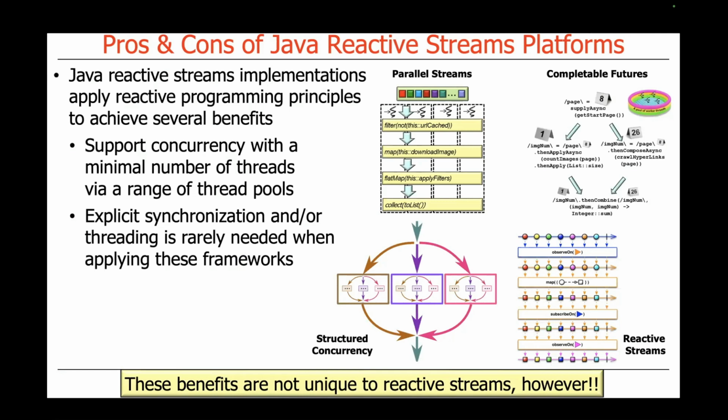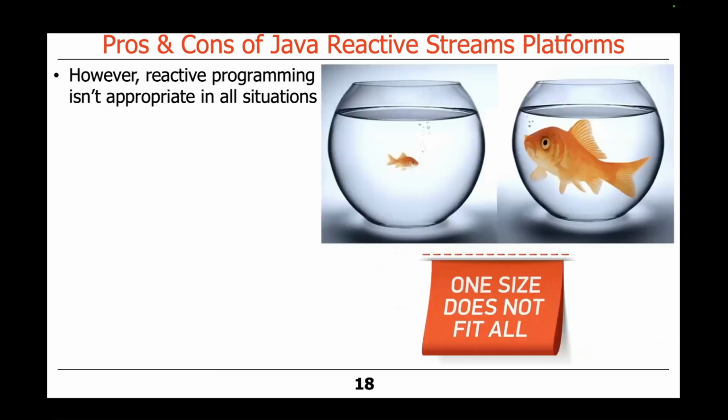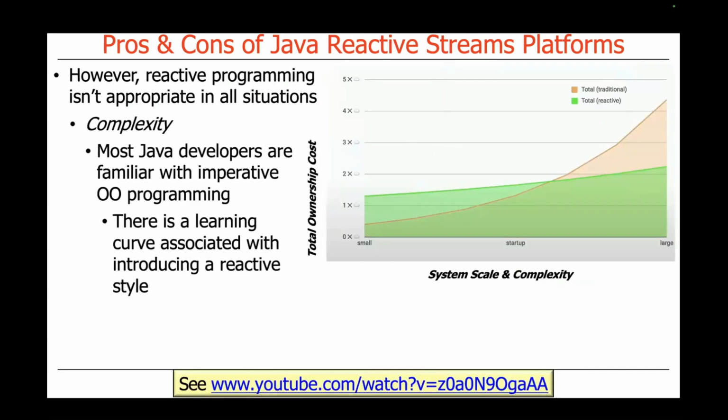These benefits, however, are not unique to reactive streams. So you can get pretty much the same benefits by using parallel streams or completable futures or structured concurrency for that matter, just different ways of achieving the same kind of benefits. Keep in mind, however, that reactive programming is not appropriate for everything. In particular, it turns out that there's a learning curve that you have to climb and master successfully in order to be able to use reactive streams and reactive programming effectively.